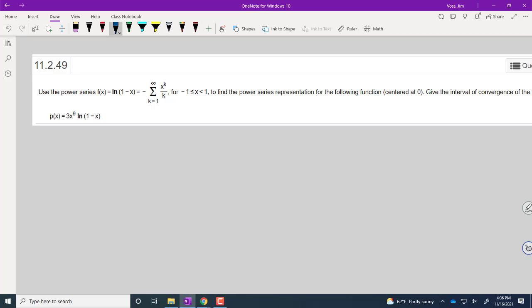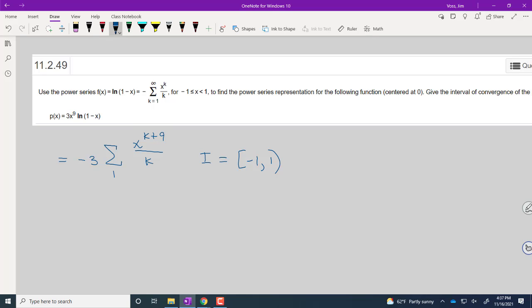So here, we're going to multiply by a power of x. So we have the power series for natural log of 1 minus x. We're going to multiply by 3. We'll leave the 3 on the outside. And we'll put the x to the 9 on the inside. This one starts at 1. This interval of convergence does not change at all. If you multiply by a power of x, it doesn't change the interval of convergence.